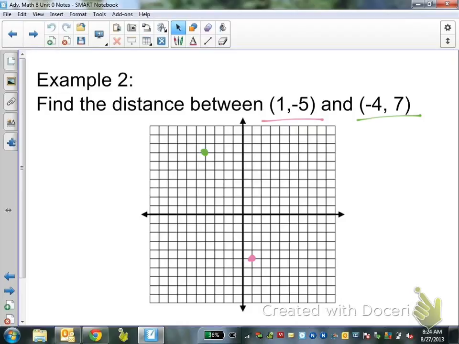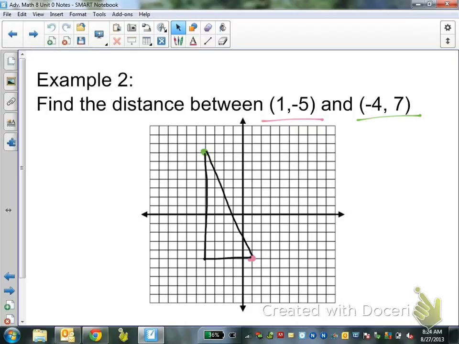Okay, so then we have to make the triangle. From my green, I'm going to go down all the way to where the pink was, and then across. And then we'll be able to make our triangle. This is like a long, skinny triangle.